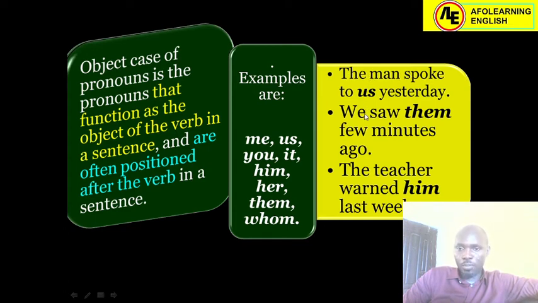Let's look at another example. We saw them a few minutes ago. Here we have them as the object case of pronoun, or the object of the verb. Object of the verb saw. Now the third one we have, the teacher warned him last week. Him is a pronoun in the object case because him here functions as the object of the verb warned.